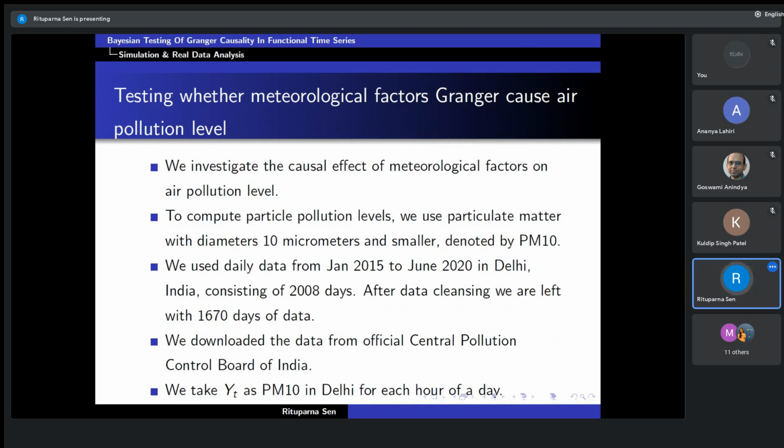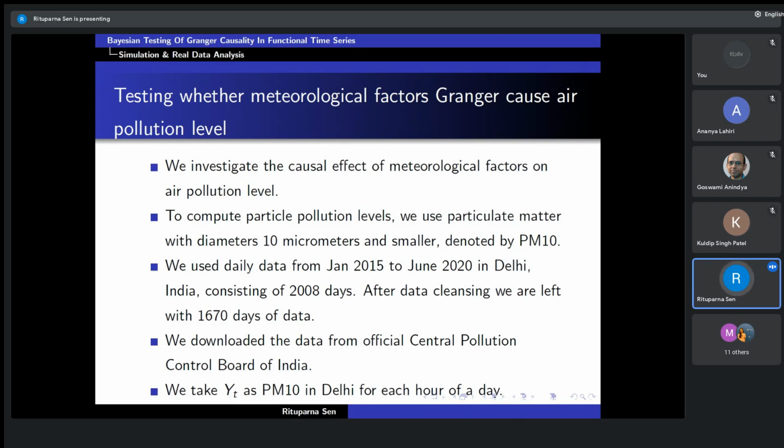We use data in the city of Delhi because it is known to be bad for pollution, and then daily data from January 2015 to June 2020. So there were 2008 days. We had to discard some days because the data was not very clean, and still we had 1670 days of data. And this was downloaded from the official Central Pollution Control Board of India website. And then, so that is the YT, that is the variable that we want to predict.